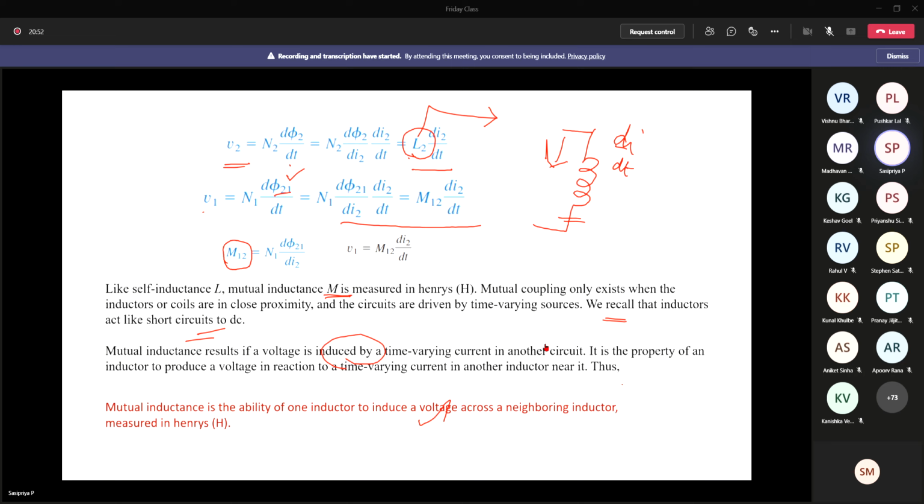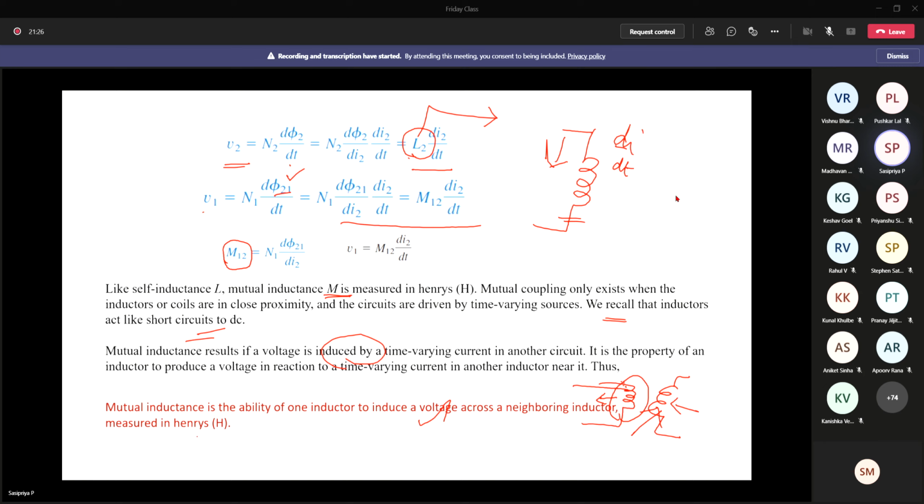Self-inductance is nothing but, due to the change in flux from the current flowing through this coil, there is going to be an EMF introduced, and this inductance is called self-inductance. Whereas mutual inductance is nothing but the ability of one inductor to induce a voltage at the neighboring inductor. So this inductance can be called mutual inductance.